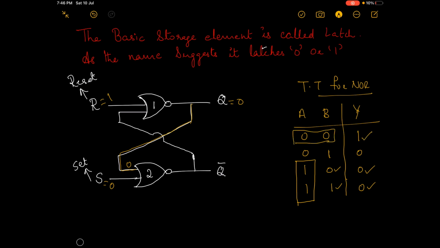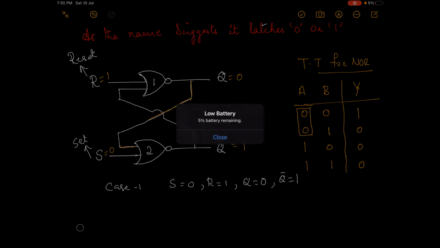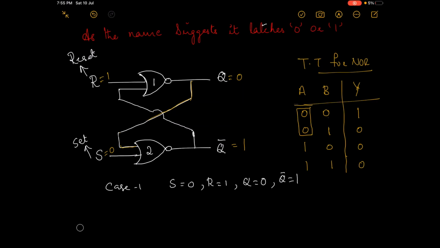When you give 0 and 0 as the input to the NOR gate, here you will get 1 as the output. So when Q is equal to 0, Q bar is equal to 1. So in the first case, we have given R equal to 1, S equal to 0, so that we got the output as Q equal to 0 and the complement of Q as 1. Now we have to prove that this SR latch works as the memory element.